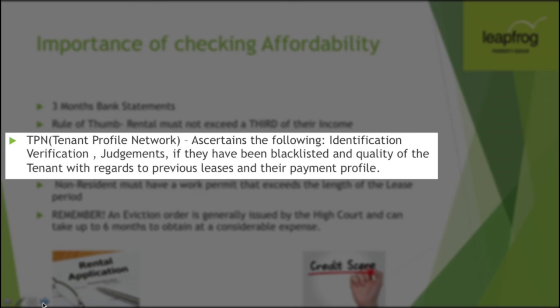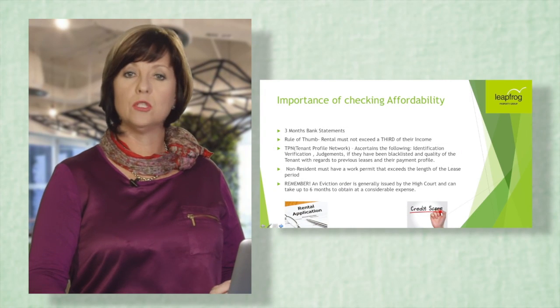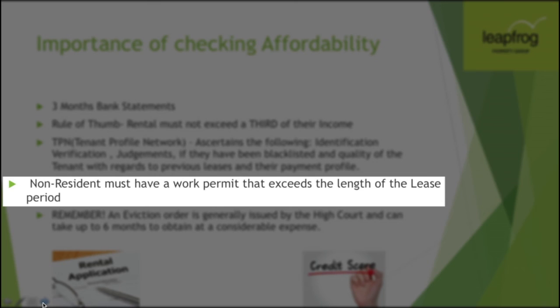The next step is to obtain a tenant profile network check. Why is this check so important? 1, it establishes identification verification. 2, if there have been any judgments or the client is blacklisted. And 3, which is the most important thing, it tells you the quality of the tenant's payment profile with regards to any previous leases. We also need to make sure that if it is a non-resident, that his work permit exceeds the length or time of the lease agreement.